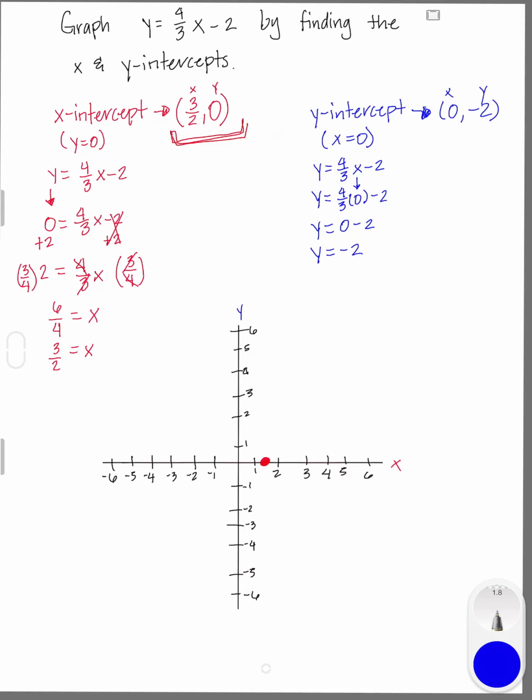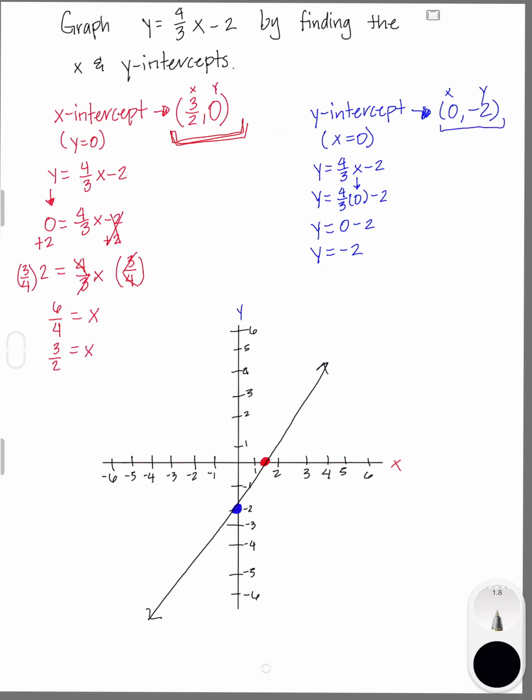Now I'm going to go ahead and look at my y-intercept, which is 0, negative 2. So I'm going to go to negative 2. I'm going to plot that point right there. This is my y-intercept. And now I can just go ahead and put the points together, and that is where our line goes through. So that's how we graph a line using the x and y intercepts.